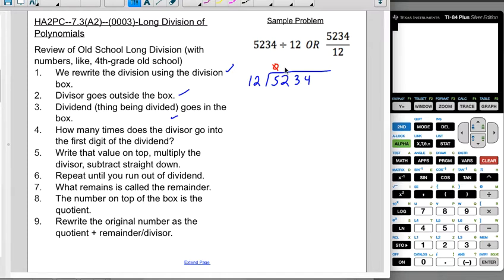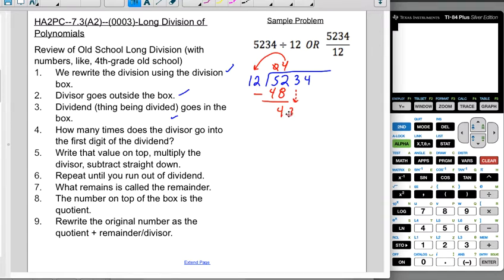So how many times does 12 go into 52? Well, 12 goes into 52 4 times and gives me a 48. The way I got the 48 is by doing 4 times both the 10s digit and the 1s digit, and I get a 48, and then I subtract straight down. When I do that, I'm going to get that this is a 4, and then I'm going to drop the next digit down, and we're going to play the same game.